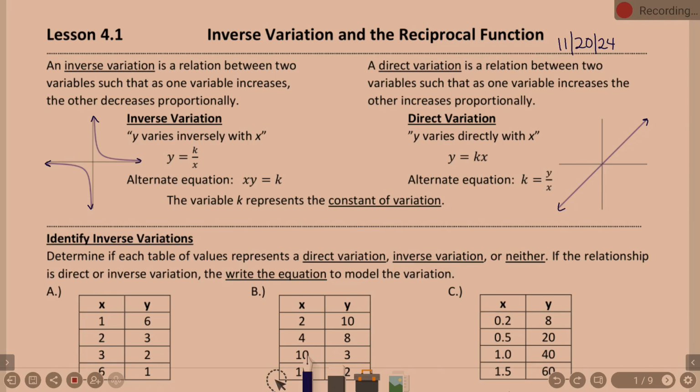Inverse variation is a relation between two variables such that as one variable increases, the other variable increases proportionally. So basically as one set of data goes up, the other set of data is going up. I just totally goofed that, didn't I? Okay. I'm talking about direct variation. But what did I say I was talking about? Inverse. Rewind, please. Let me try that again. Inverse variation. As one variable increases, the other variable decreases. Sorry, I had a moment.